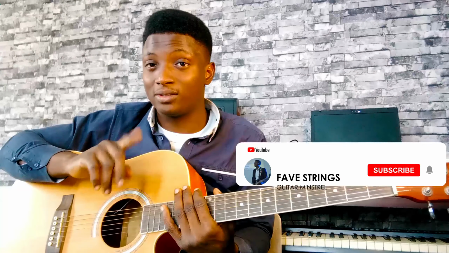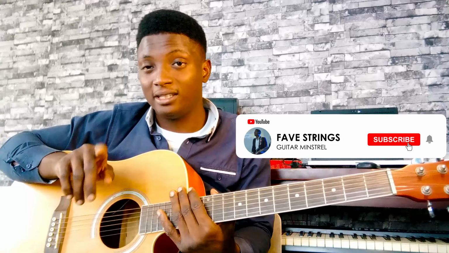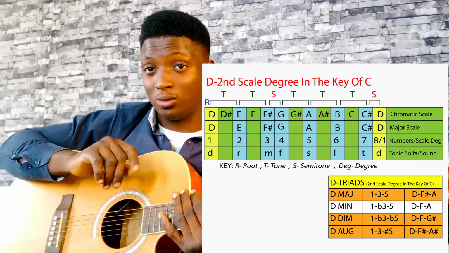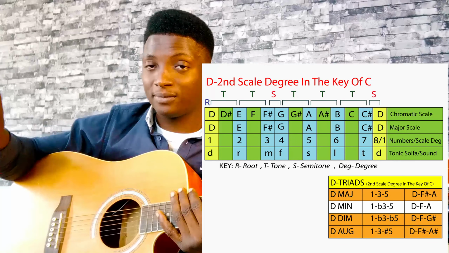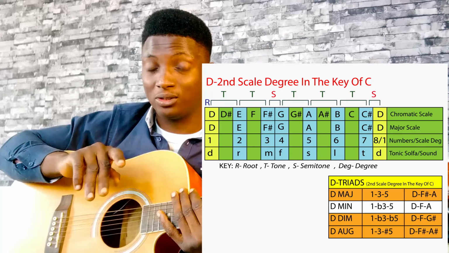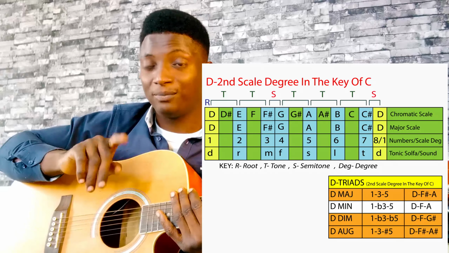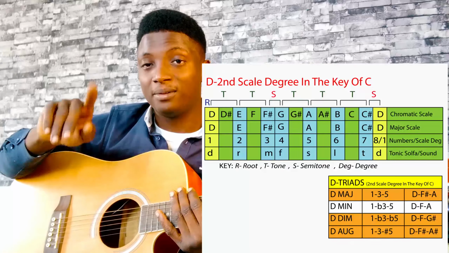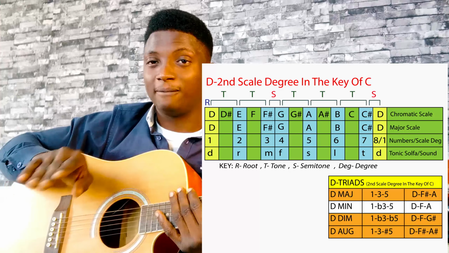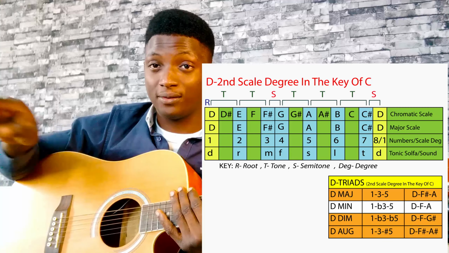The second degree in the key of C is what? D. The third degree is E. So I'm going to go to the key of D. I write out D chromatic scale. D, D sharp, E. I now apply my major scale formula. I have D, E, F sharp, G, like that, my D major scale, then I apply my major scale formula 1, 2, 3, 4, 5, 6.